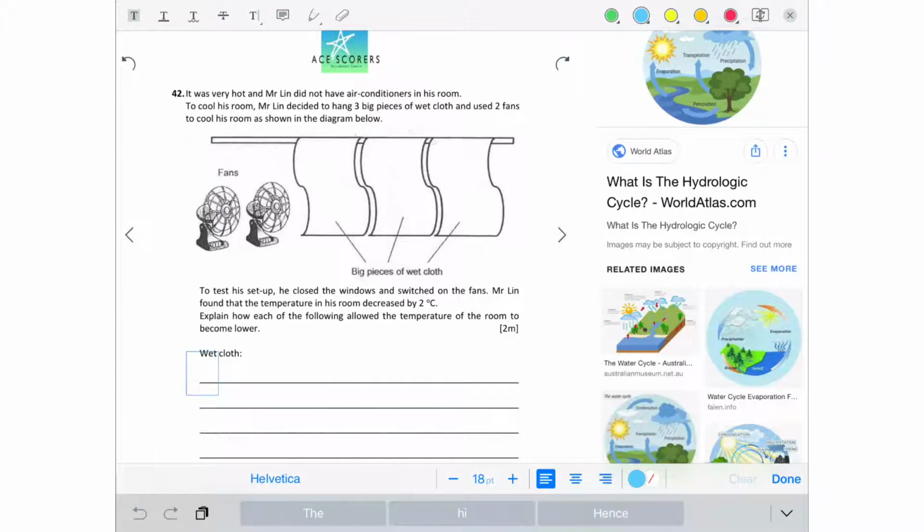That's how sweat works. So that's how you cool down. You understand? That's why you need to sweat to cool down. When do you sweat? You exercise, right? You run, no?